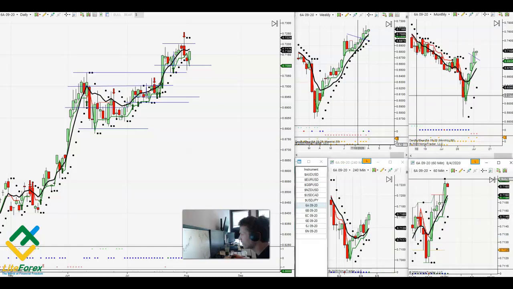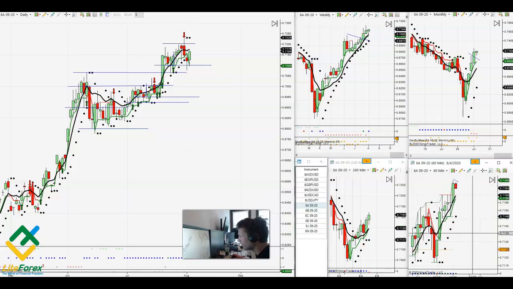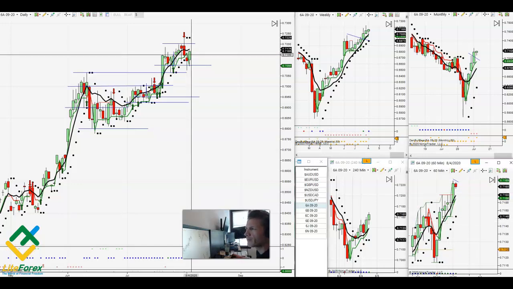The 60 minute is putting in a lower high. This does look like it will come down as it is right now. But the Australian dollar clearly looks bullish. Let's see if it takes out 72 tomorrow.